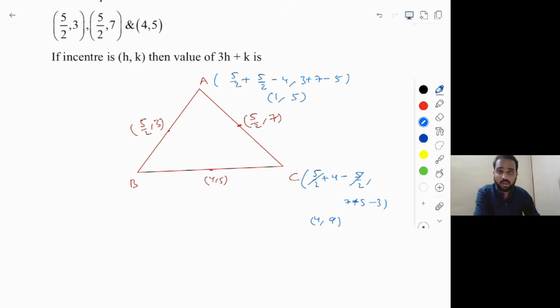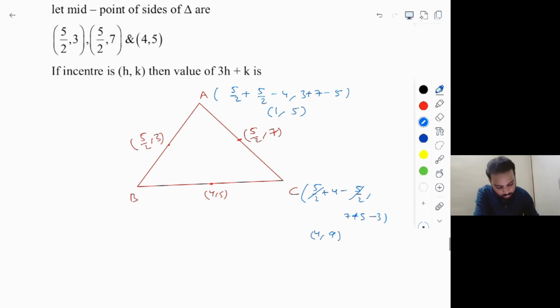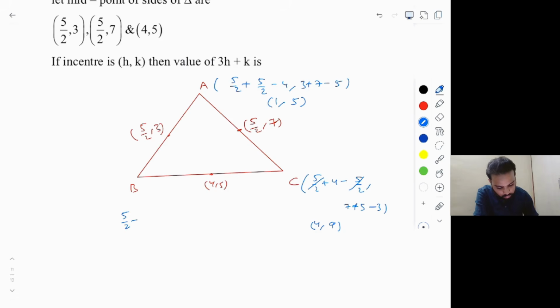Similarly, if I want to find out the vertex P, you know very well. Try to get that question and tell. Just 5 by 2 plus 4 minus 5 by 2, comma, 3 plus 5 minus 7. This gets cancelled. Finally, 4 comma, this is 8 minus 7, which is 1. So successfully, we have found out all the three vertices of the triangle.